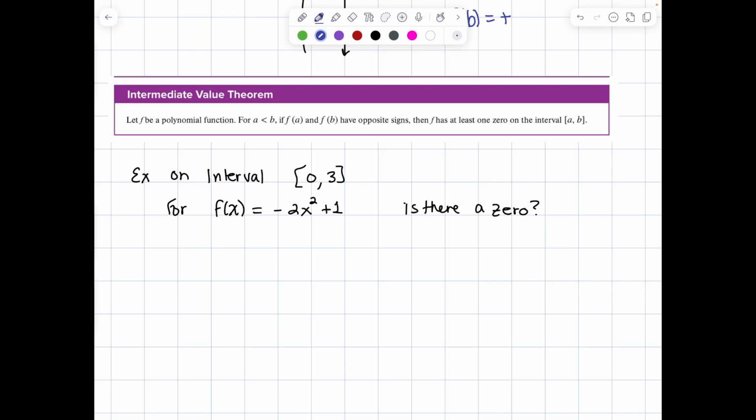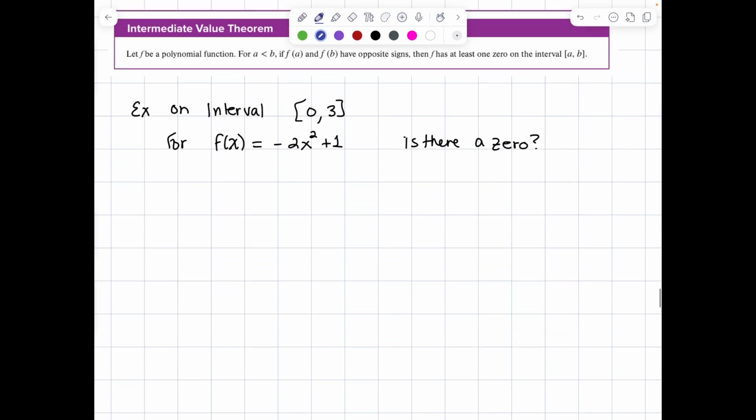Okay, so let's actually use this in a question. So on this interval, for f of x equaling negative 2x squared plus 1, is there a zero? Can we find a zero? Now, again, we're not going to find the zero. We could totally, but we don't want to. We are just asked, is there a zero? We need to answer with a yes or no. And if there's a no, we need to show why. If there's a yes, we need to show why. In math, you cannot just say yes or no. You need to explain your answer. We like to be as thorough as possible.